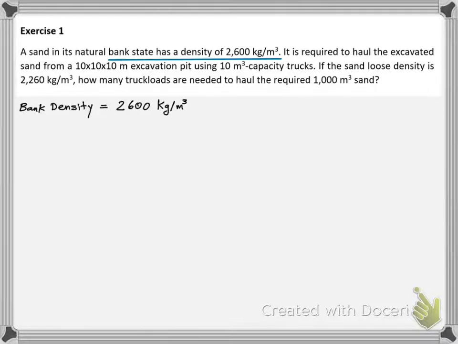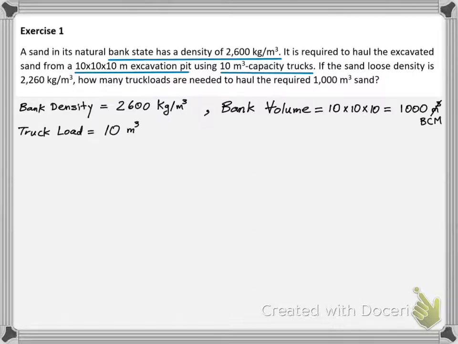So when we read the problem, we see here that the sand has a bank density of 2600 kilogram per meter cube. We can also see that it has a bank volume of 10 by 10 by 10, which ends up with 1000 cubic meter. But we learned in the lecture that we need to differentiate that quantity by saying it's not meter cube, it's actually bank cubic meter. So it's not like any other cubic meter, it's a bank cubic meter.